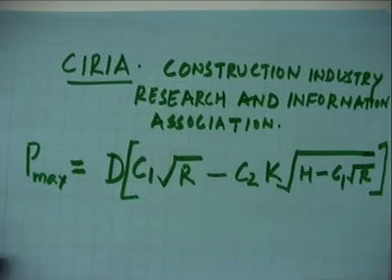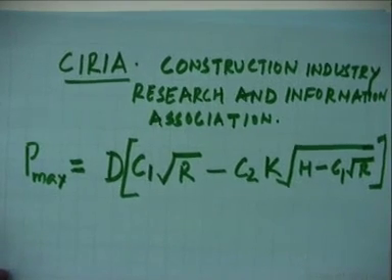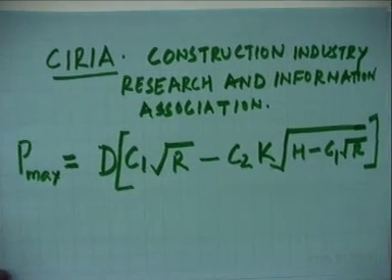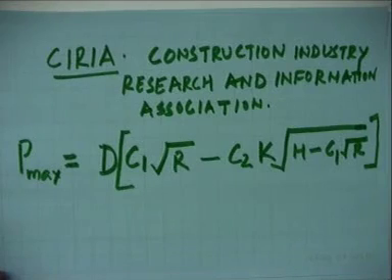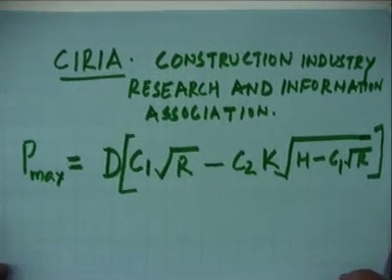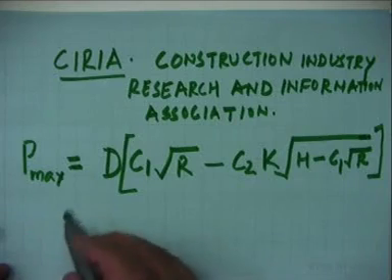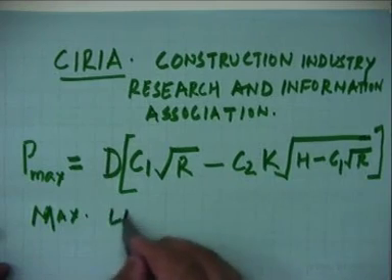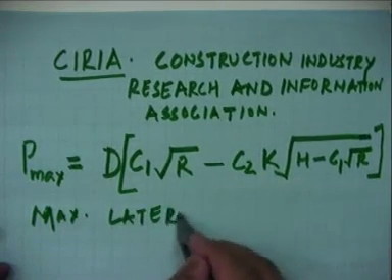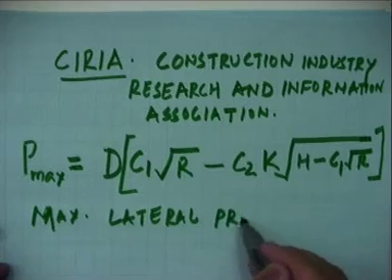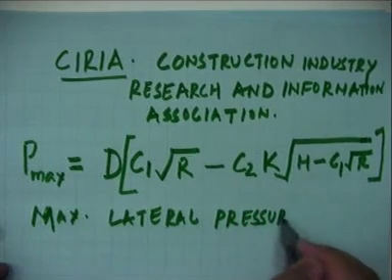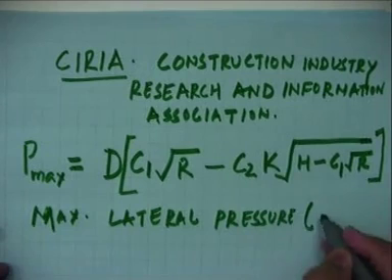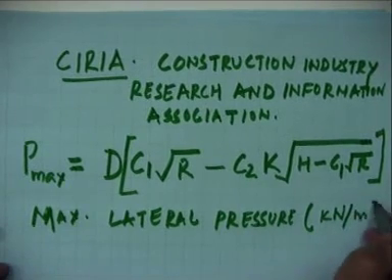So, at any height, whatever is the maximum pressure, you will be able to calculate it using this formula. Now, I will explain what these different terms are. P max is maximum lateral pressure, and its unit is kilonewton per meter square.